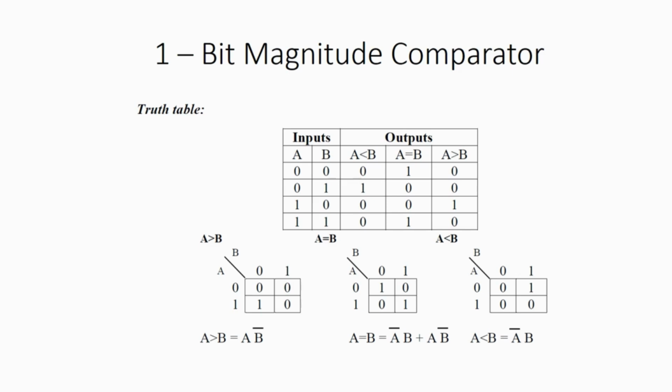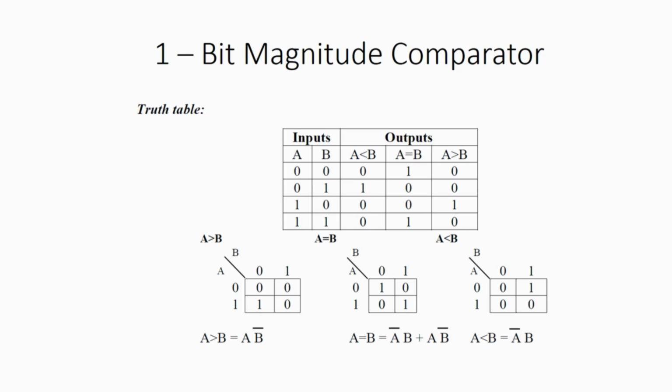Third combination, A is equal to 1, B is equal to 0. Here A is greater than B. So that particular output variable will have a logic 1 value. The last combination is A is equal to 1, B is equal to 1. It means both A and B are equal to 1. So that output variable value will be equal to 1. The remaining two output variables are having a logic 0 value.